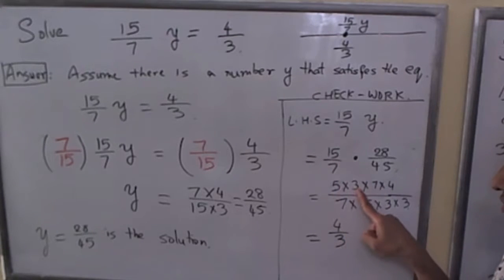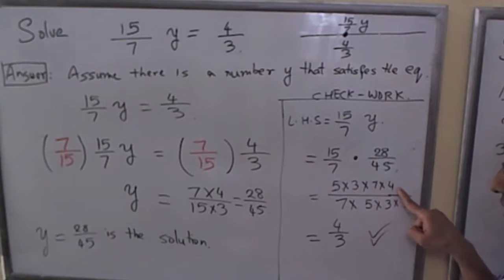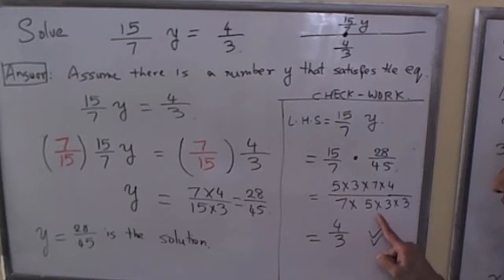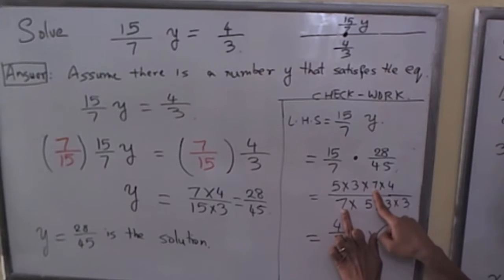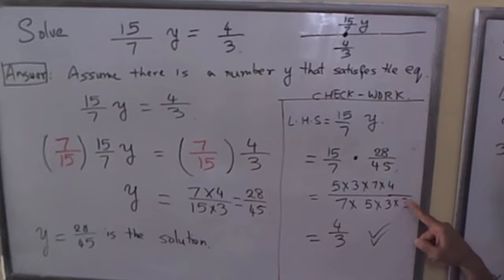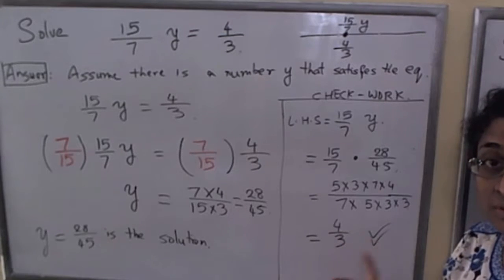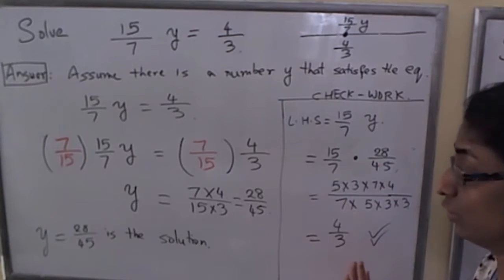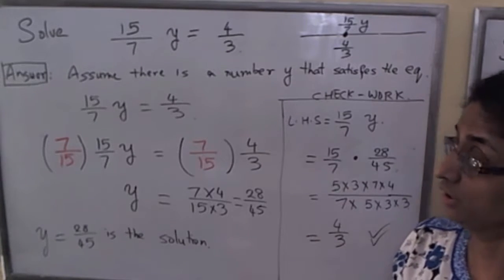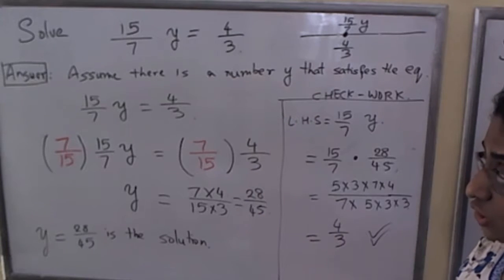15, I write as 5 times 3. 28, I write as 7 times 4. Here's my 7. 45, I write as 5 times 3 times 3. Now you can see lots of common factors cancel out. 7 cancels out with this 7. This 5 and 3 cancel out with this 5 and 3. All I'm left with is 4 over 3, and there's my 4 over 3. So if you develop these efficient ways of calculating, it will cut down on your time and effort in solving such equations.